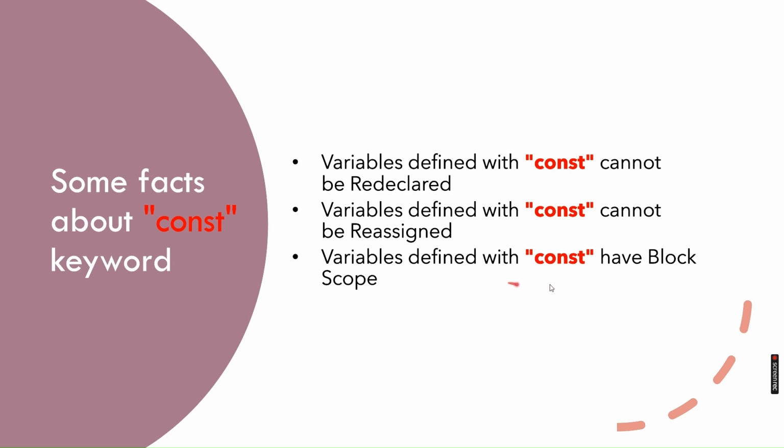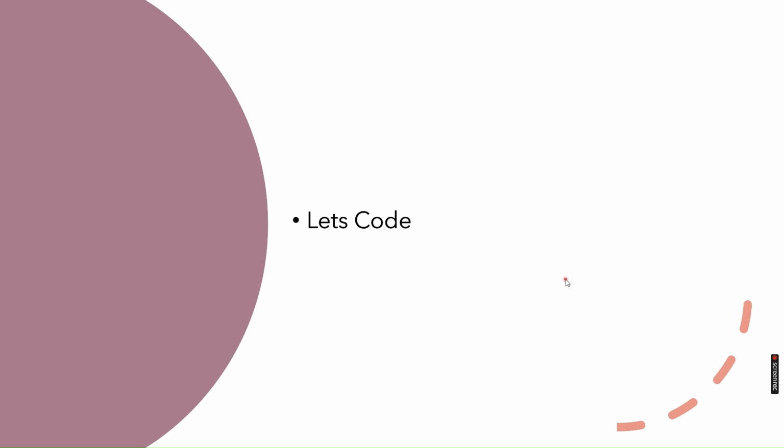Variables defined with const have a block scope. Again, that means when you create a variable with the keyword const under a function or any scope, we can't access it outside that scope. We can't access it outside that function. And now let's go do some coding.